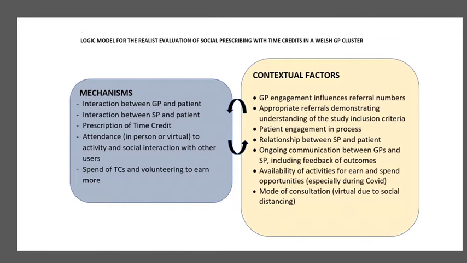The contextual factors are the fact that GP engagement will influence referral numbers, appropriate referrals which demonstrate an understanding of the study inclusion criteria, patient engagement in the process, the relationship between the social prescriber and the patient, the ongoing communication between GPs and other practice staff and the social prescriber, including feedback of outcomes, the availability of activities for earning and spending opportunities. This is especially important during COVID because the availability was a problem. The mode of consultation, so the fact that this is now virtual because of social distancing, was a slight change, as we were hoping that the social prescriber and the patient could have in-person face-to-face meetings for the consultation.